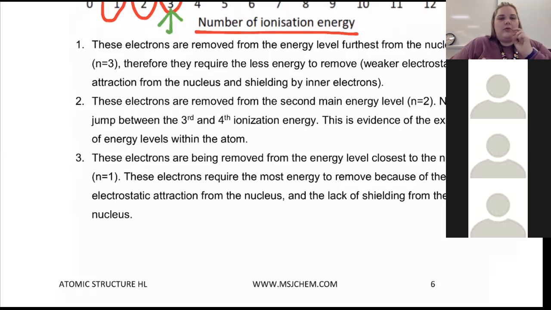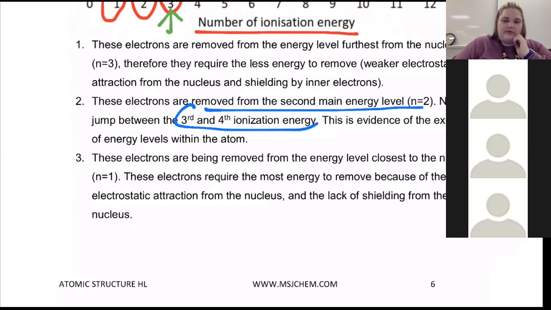And then once we remove all of them from the third energy level, then it says they remove from the second energy level, but it says notice the jump between the third and fourth. That's evidence of the existence of energy levels. So that's how we know there are different energy levels. Because if there weren't energy levels, like if they were all in the same area or the same level, there wouldn't be those jumps every now and then. And so that's how we can tell that there are energy levels, because of those big jumps in energy between some of the removals of the electrons.